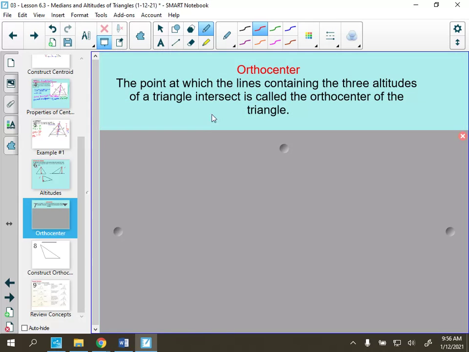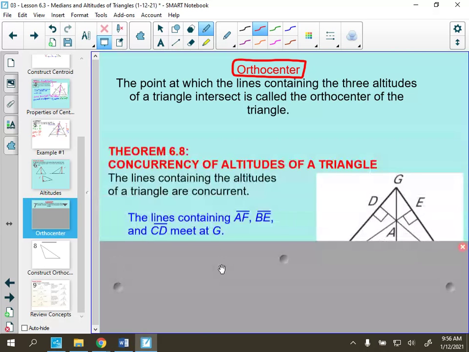Orthocenter is our last point of concurrency. Oh, we're going to have to go back and do location. I totally forgot on that. I'm not going to edit the video, we'll just go back and add it after the fact. Orthocenter: the point at which the lines containing the altitudes are concurrent, or intersect, we're going to call the orthocenter.